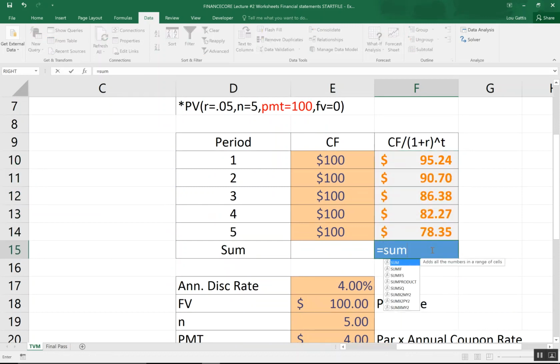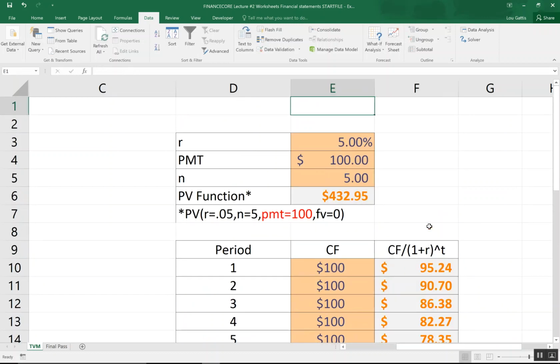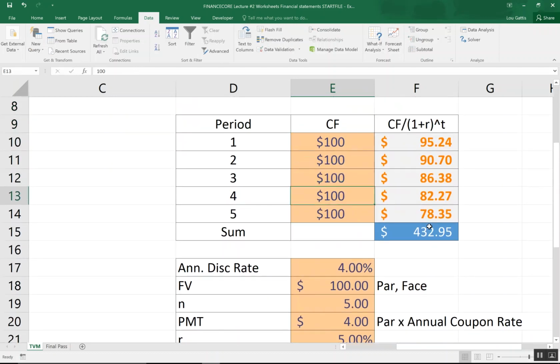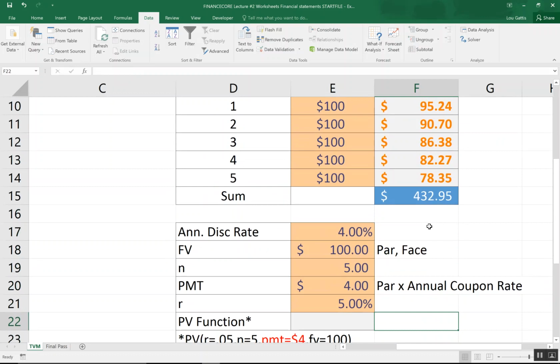I'm going to sum that out, equals sum. The present value of all 5 cash flows is $432.95, which is the value of my function here. So I'd pay $432 for a promise of $100 per year for 5 years if I wanted to earn a 5% return in total per year.